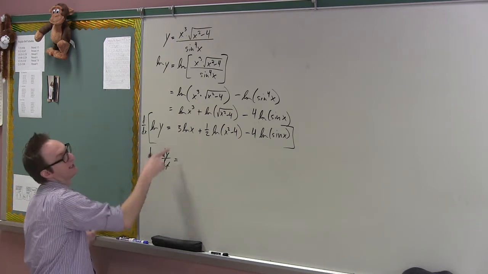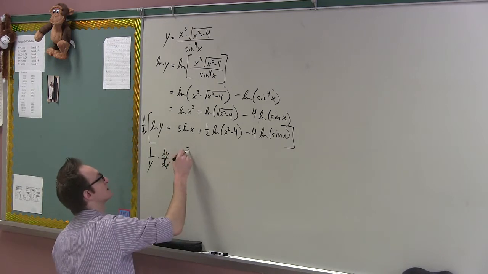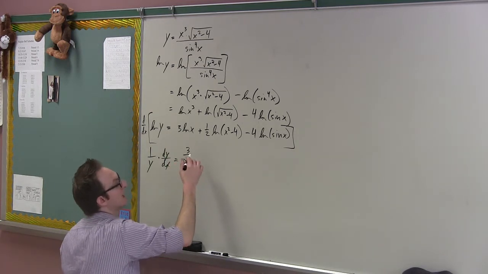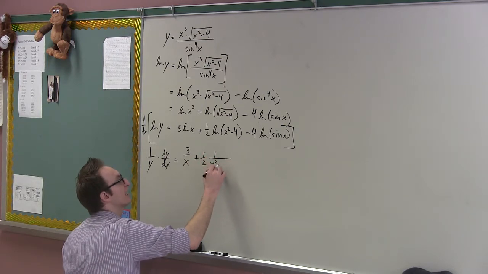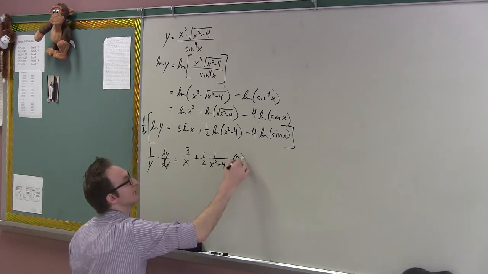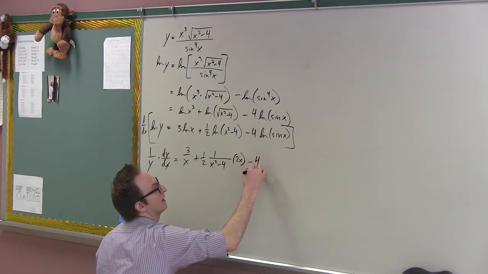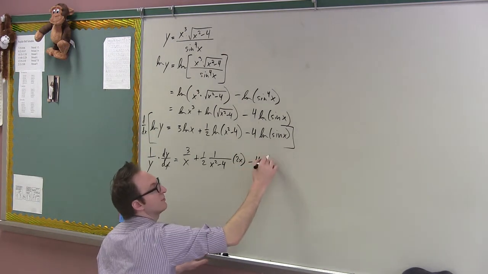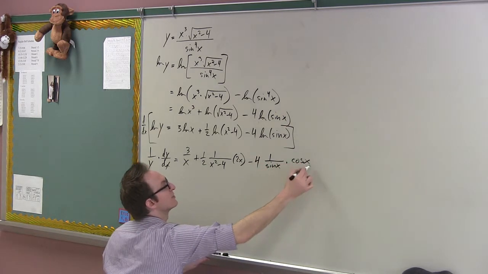And now we can differentiate the right-hand side. Well, now this is really easy, right? This is 3 over x plus 1/2, and then 1 over x squared minus 4, back inside 2x, minus 4, the derivative of ln of something is 1 over the something, back inside for the derivative of the something.